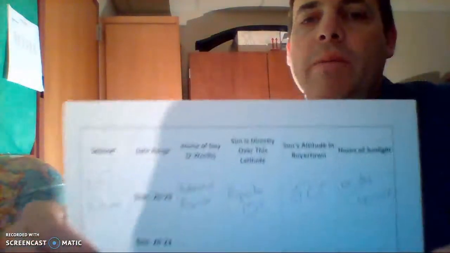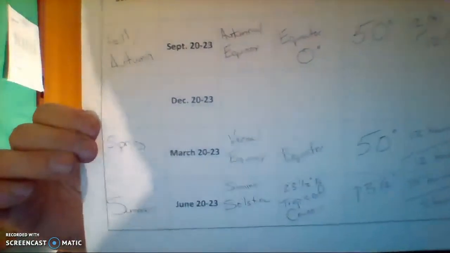Sun is shining directly on the equator. 0 degrees. Sun's altitude, again, 50 degrees in the sky. That's just how high it gets at noon on that day. And then hours of sunlight, 12 and 12 again. 12 day, 12 night. So I'm just doing the top row now.